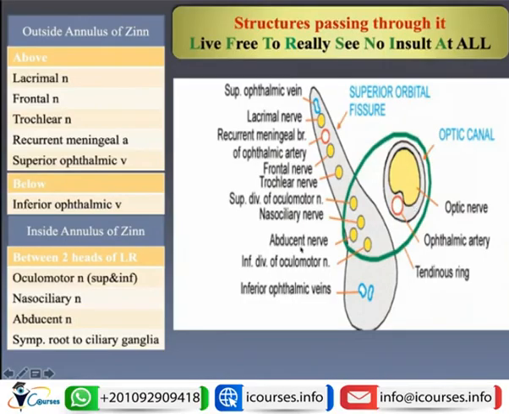So what are the structures that pass through the common tendinous ring? We have just mentioned that the optic nerve, ophthalmic artery, and the sympathetic fibers are within the common tendinous ring. And this common tendinous ring includes some of the structures present in the superior orbital fissure. These will be the superior division of the oculomotor nerve, the inferior division of the oculomotor nerve, the nasociliary nerve, and the abducent nerve.